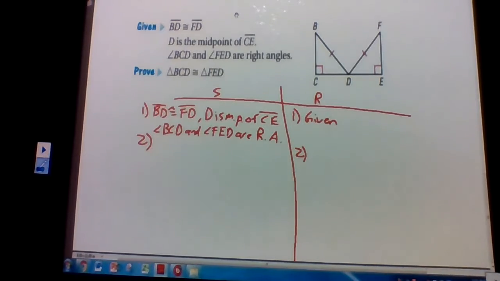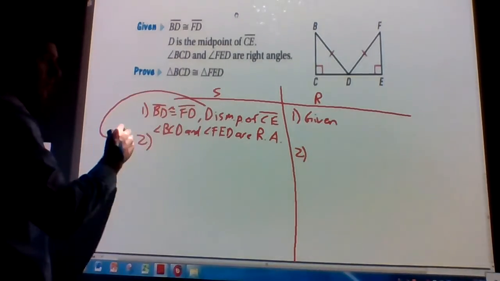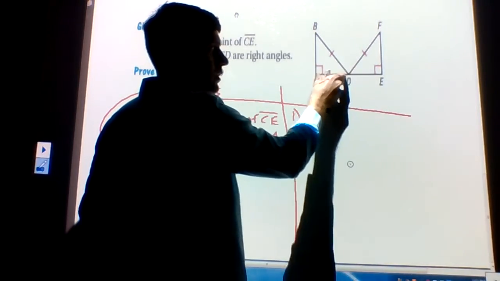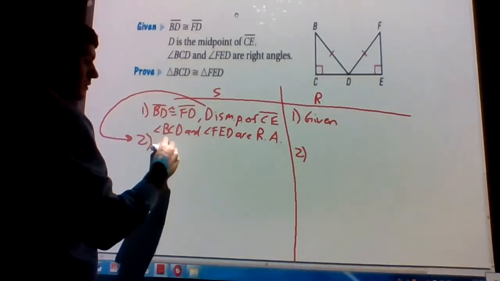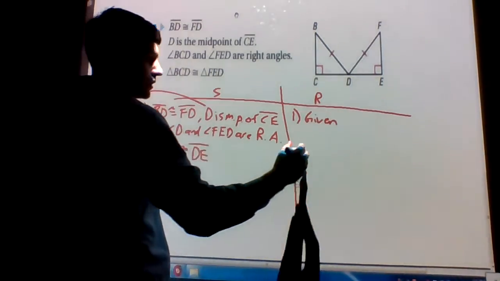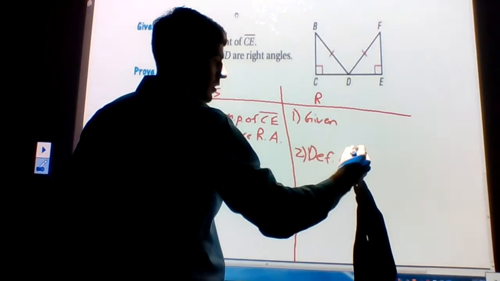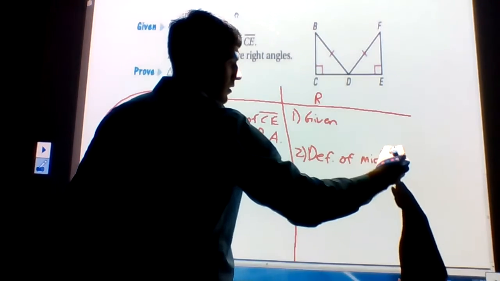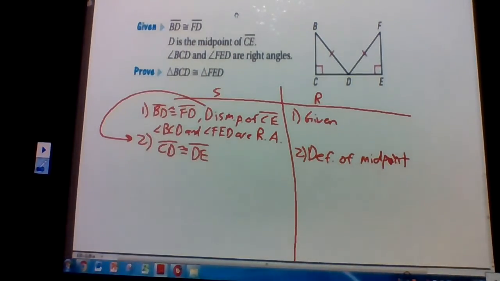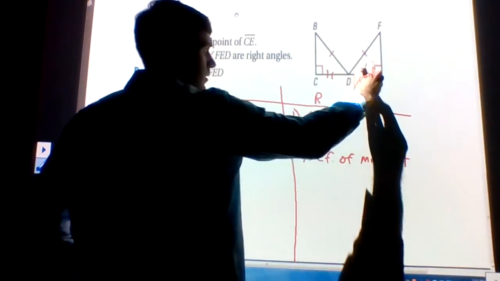If we go down our list, we don't have vertical angles. We don't have shared sides. We do have a midpoint though. Okay, so if we have a midpoint, we know D is in the middle of CE, so it cuts it in half. So CD and DE are going to be congruent. So CD is congruent to DE. That's the definition of a midpoint. It splits it into two congruent segments, two equal pieces. So we can fill that in.